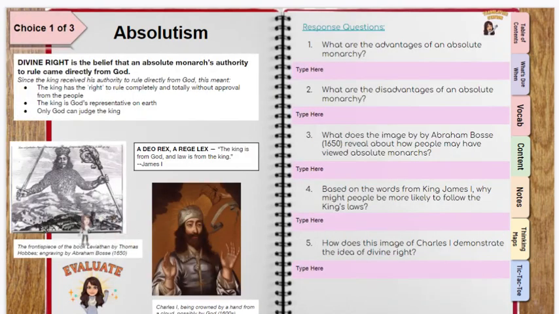So just to quickly look at some examples here in these two images on this slide, looking at how the king is kind of looking over their land. We mentioned how this is kind of biblical, and that is because of the divine right to rule. Divine right is the belief that an absolute monarch's authority to rule came directly from God.